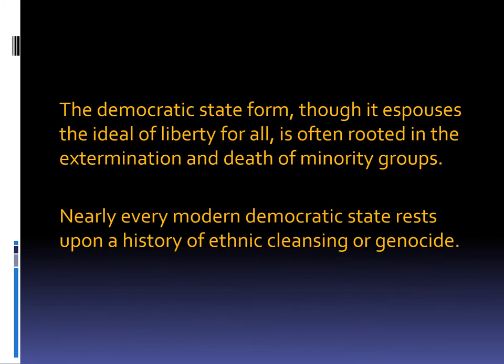So my broad point here is less to dive us into horrific histories, though I think they ought to be remembered and spoken of, but primarily for us to recognize that the modern state form, though it is democratic, is rooted in violence and extreme violence.